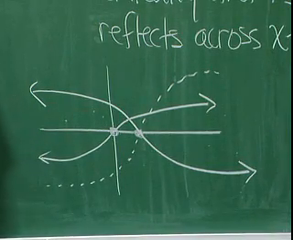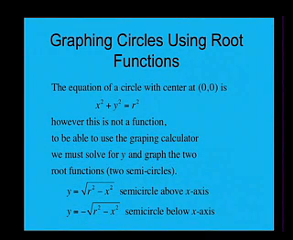Well, next, let's look at graphing circles using the root functions. The equation of a circle with a center at 0, 0 is x squared plus y squared is equal to r squared. However, that's not a function. To be able to use the graphing calculator, we must solve for y and then graph the two root functions, each of which is a semicircle. We have y equals the square root of r squared minus x squared, which is the semicircle above the x-axis. And then we have y equals negative the square root of quantity r squared minus x squared, which is going to be the semicircle below the x-axis.